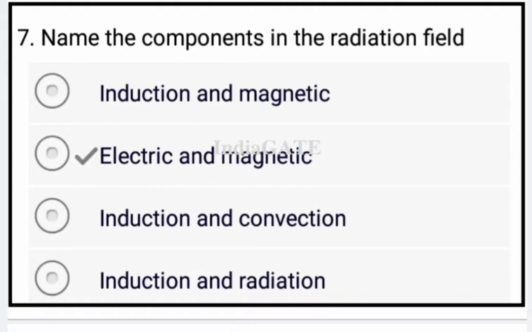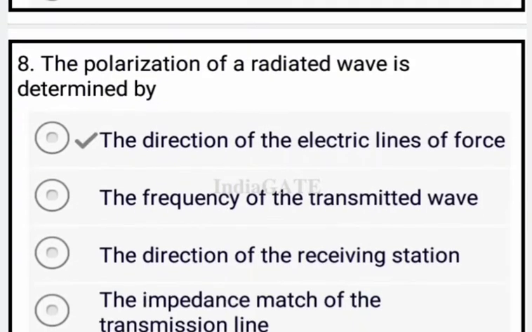Name the components in the radiation field. The correct answer for this question is option B, that is, electric and magnetic field. Okay, now next question.